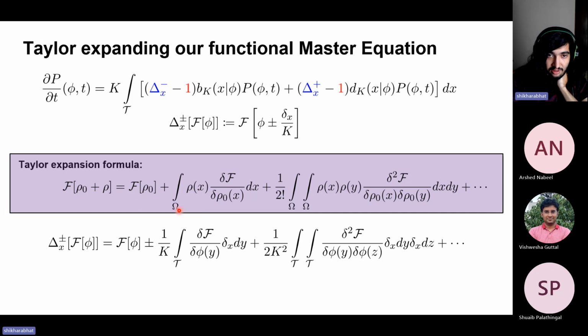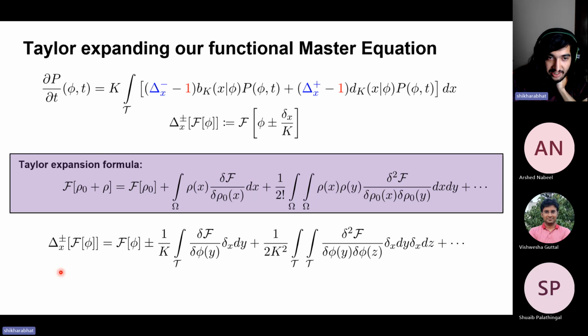Here's what we get. F of phi plus 1 by k, which is from here, times the integral dou f by dou phi times delta x integrated over y, plus there are two k's here because it's rho x times rho y, so it's 1 by 2 k square, double integral dou square f by dou phi, evaluated at two different points, mind you, plus so on. And I'm not going to write the higher order terms.